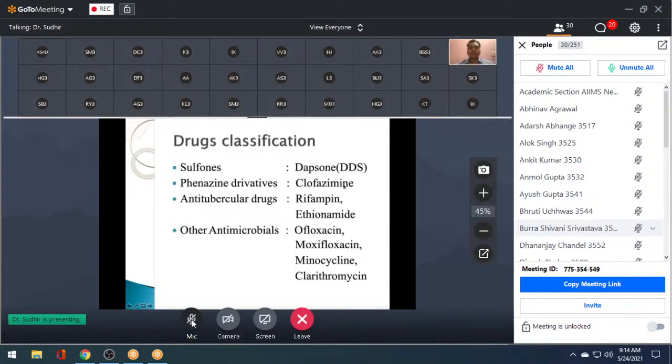Clofazimine resistance is very rarely seen. It is not being seen because it is a dye. So generally rifampicin or dapsone resistance is seen. So if there is rifampicin resistance, then you can use two of the second line drugs, that is either ofloxacin, moxifloxacin, minocycline, or clarithromycin. Along with that, you have to use clofazimine. Okay. So let's come to individual drugs.